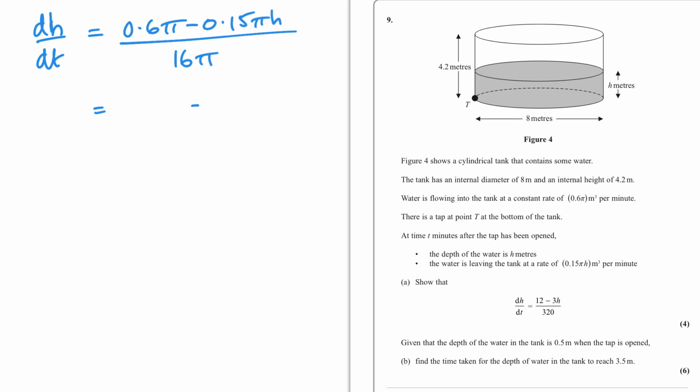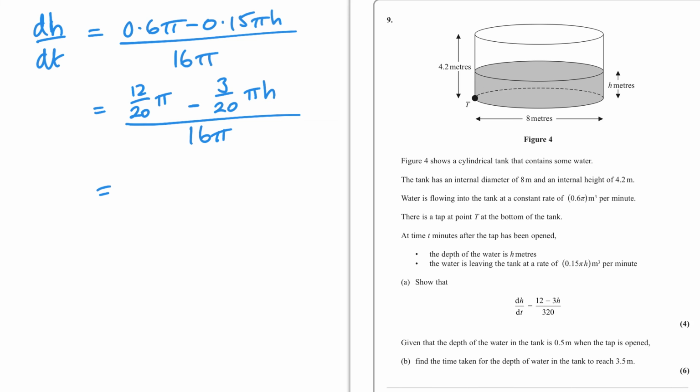Now, in terms of fractions, the 0.15 is 3 over 20 in its simplest form. So I'm going to write the 0.6 over 20. So 0.6 is 6/10, so that's going to be 12 over 20 pi.